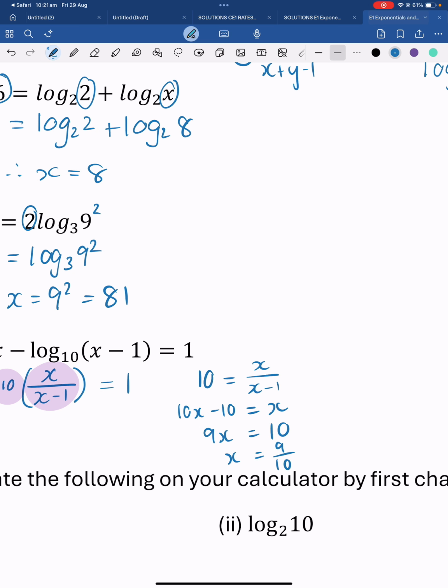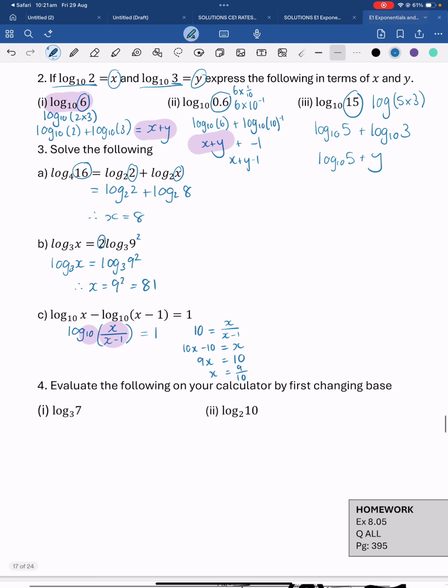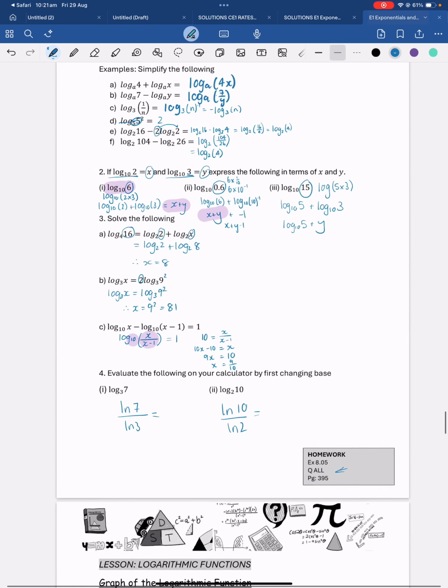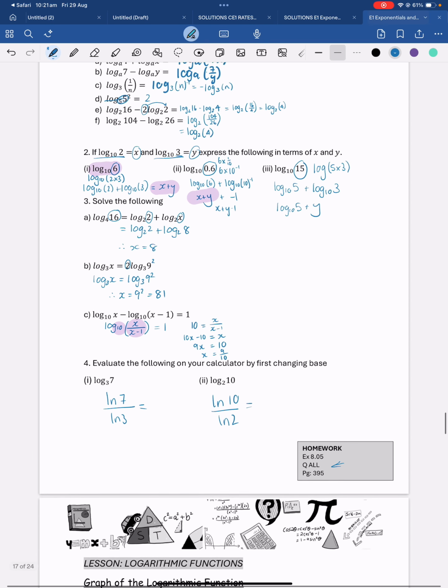Tough one. All right. Evaluate the following on your calculator by first changing the base. Remember, this is where we just go log of the big number over log of the base. Put in your calculator. Log of the big number over log of the base. Put in your calculator. All right. Second exercise there, ready whenever you are. Give it a go for me.